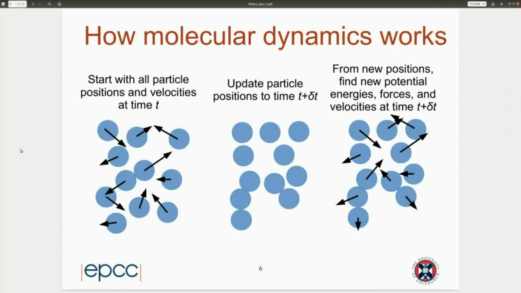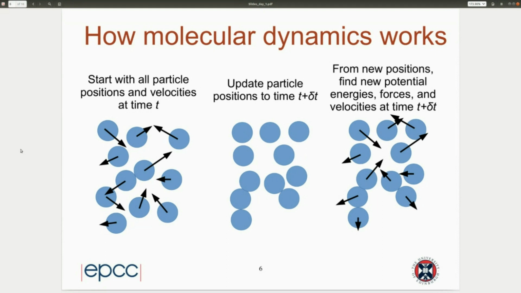and the reason for that is that LAMMPS uses a method of simulation called molecular dynamics. The way that molecular dynamics works is essentially, to start with, you set up a simulation box with a number of particles, and all of the particles have a position that you assign to them at some starting time t. And you can also find a way to assign a velocity to all particles.